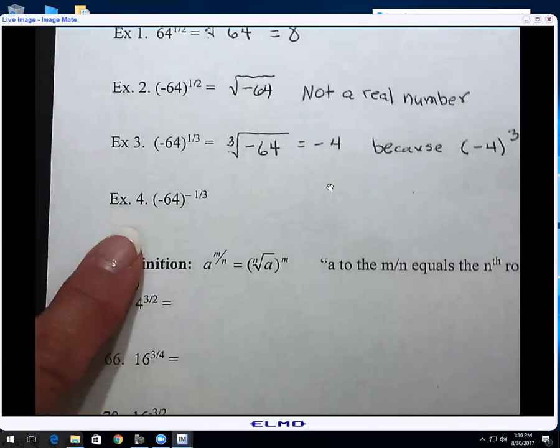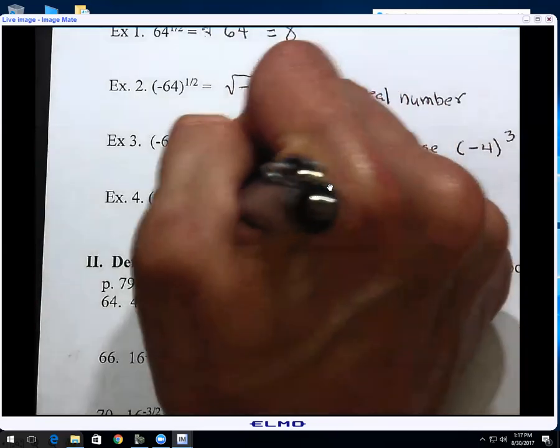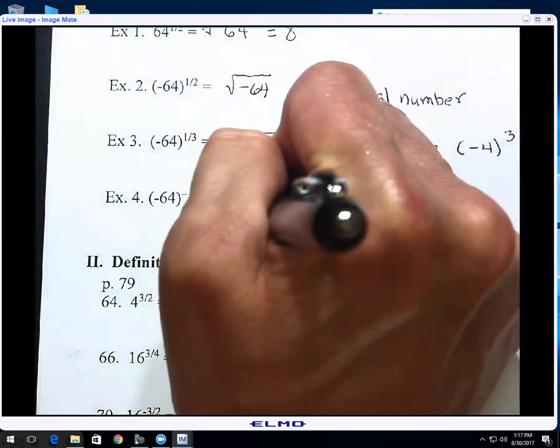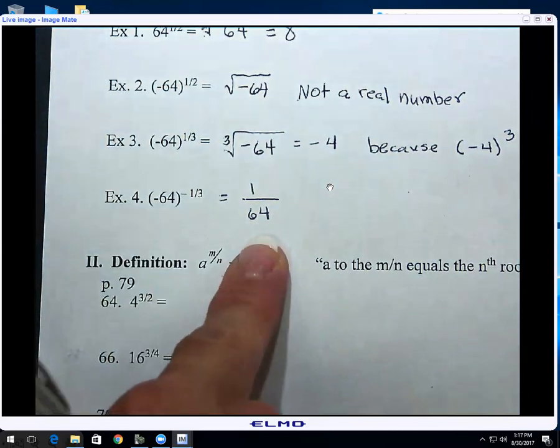All right, one more of those. Example 4. We have a negative base to a negative exponent. Before I worry about radicals, how could I write that with a positive exponent? Take the reciprocal, I love it when you use the R word. Take the reciprocal of the base. Would that be positive or negative 64 in the base?